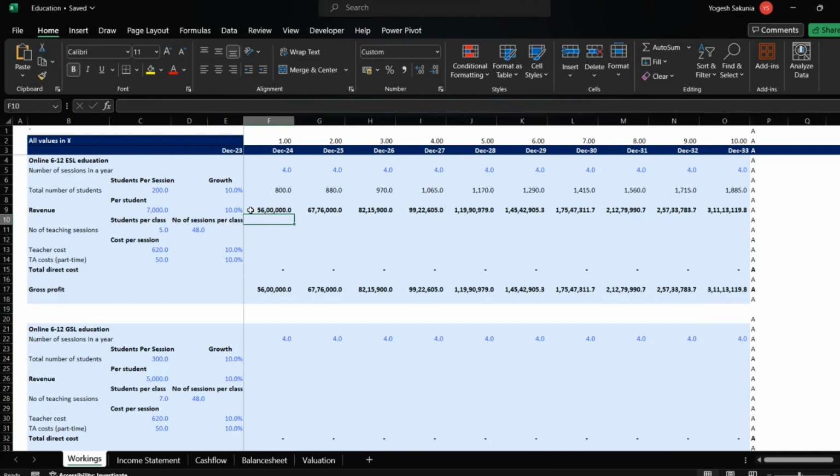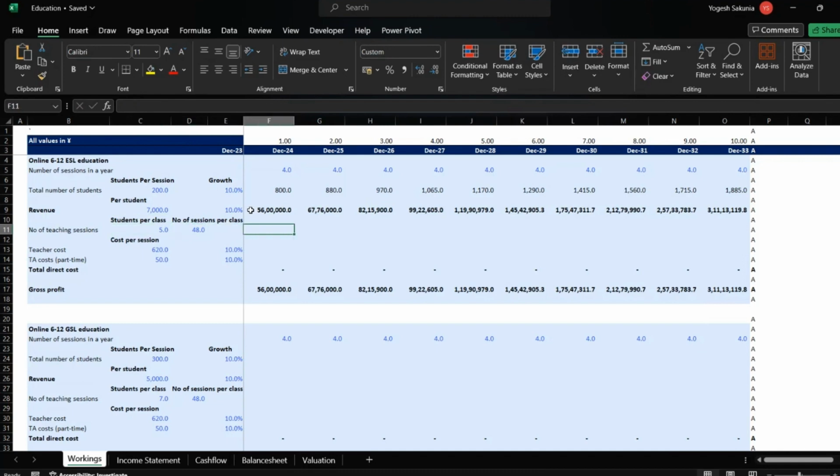The next thing that we have to look at is what is the direct cost, right? So there are two sets of direct cost, or two parts to the direct cost. One is what you pay for the teaching, and then what you pay to the teaching assistant, right? So in terms of how many sessions are required, there is a group of 5 people, and each group of 5 people, there are 48 sessions.